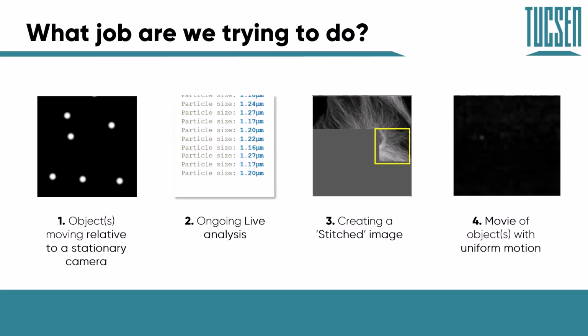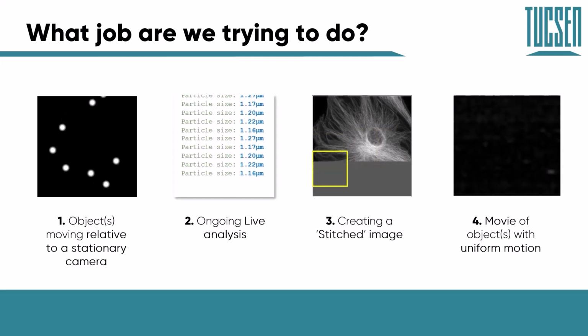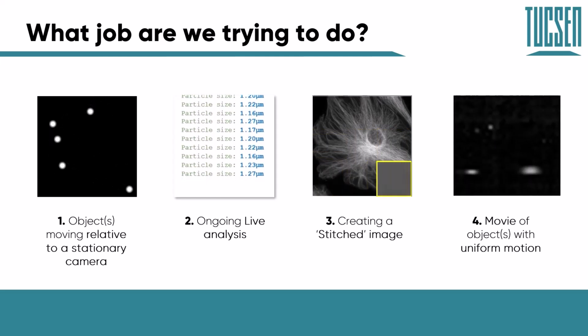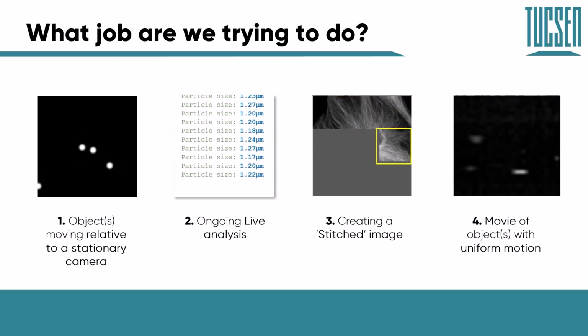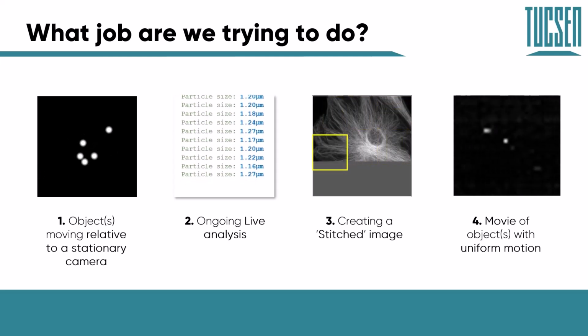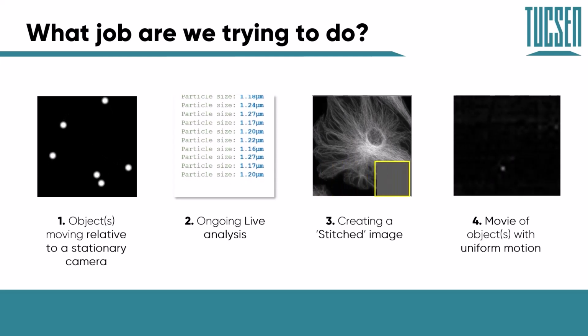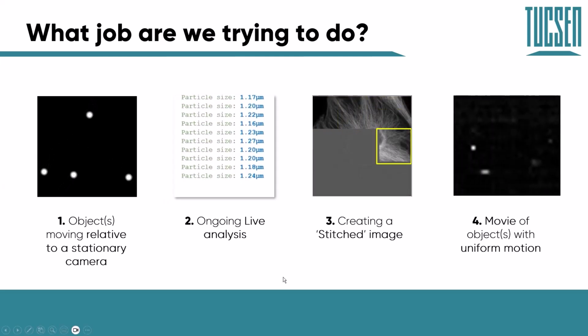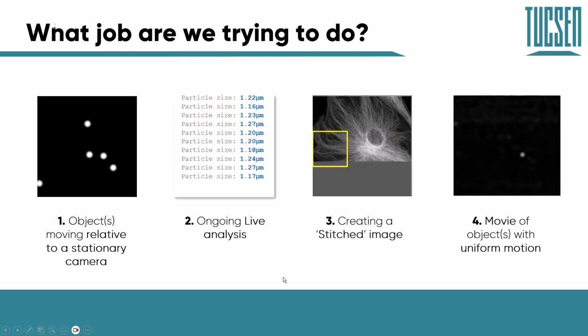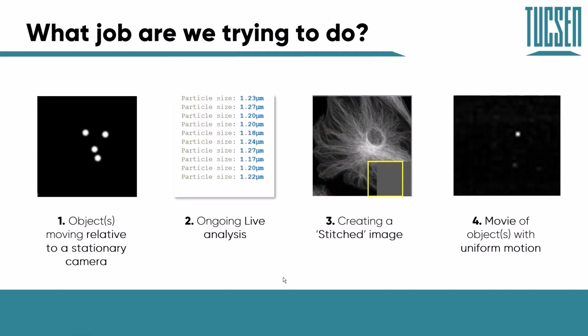And finally, we might have some uniform motion, again, such as a microfluidic cell or flow web inspection or whatever it might be. And we're trying to capture a movie or capture single frames or whatever it might be of something moving with relatively constant, relatively uniform motion past a stationary camera. And this has to be treated slightly differently from this first job, and there's some other interesting opportunities with this type of job, which we'll come to later.